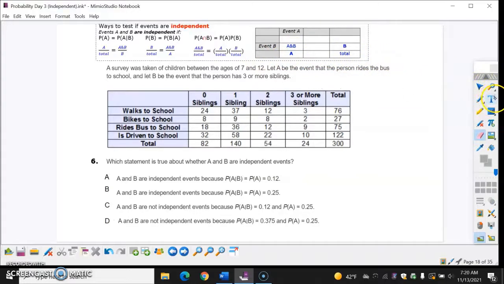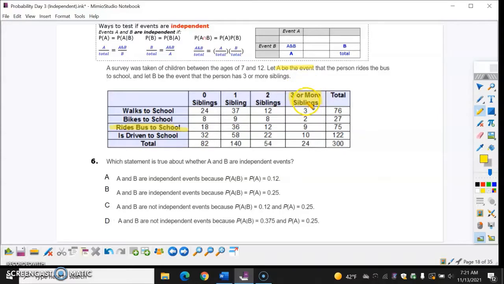All right, let's take a look to see if the number of siblings and whether or not they walk, bike, or ride a bus or are driven to school are independent. Okay, so specifically, let's look at which ones it wants us to test out. A is the event that a person rides the bus, so I like to highlight what I'm looking at. B is the event of having 3 or more siblings.